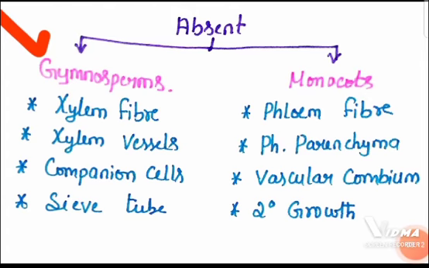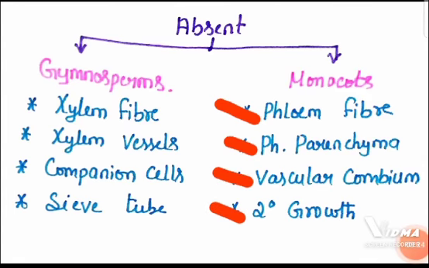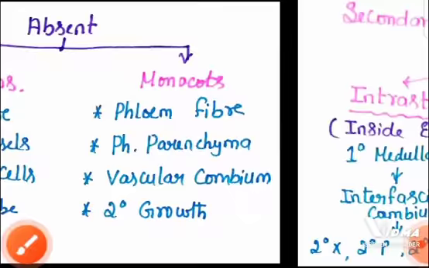Then, what is absent in gymnosperms? Gymnosperms do not have xylem fiber and xylem vessels, and in phloem they do not have companion cells and sieve tubes. Whereas in monocots, phloem fiber, phloem parenchyma, vascular cambium and secondary growth are absent.